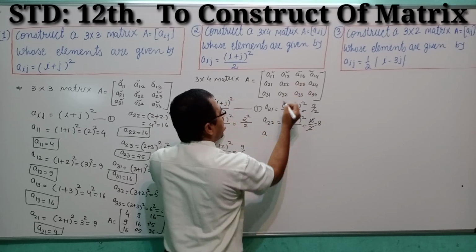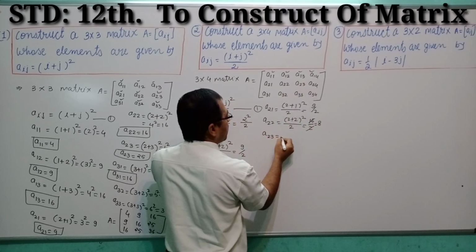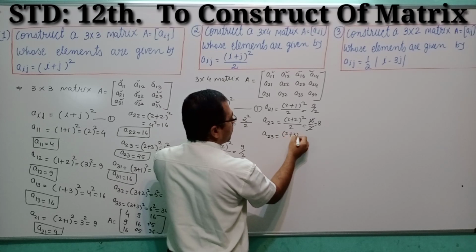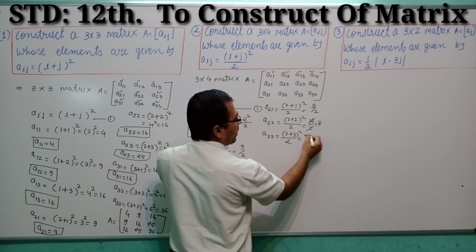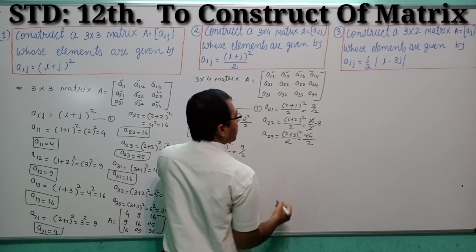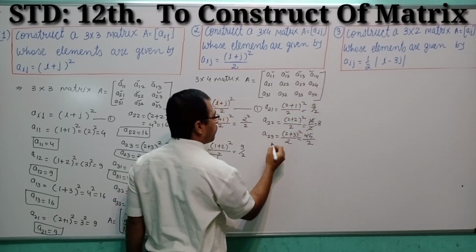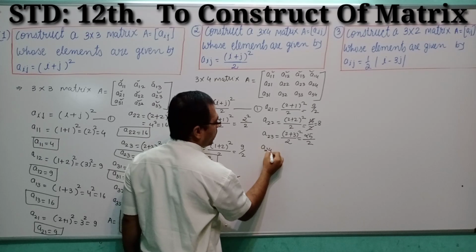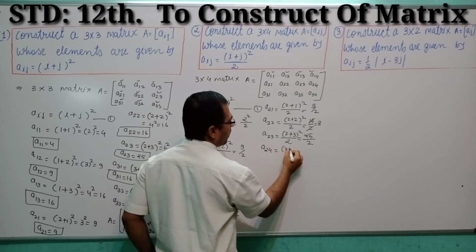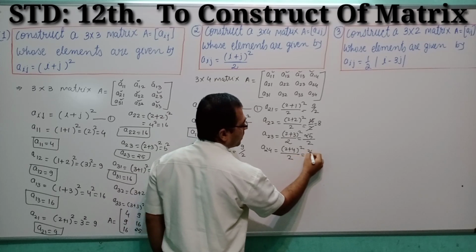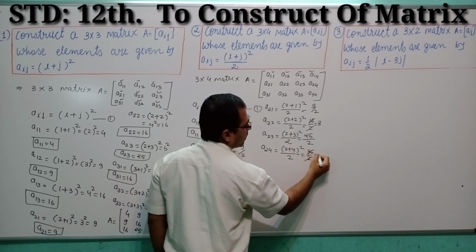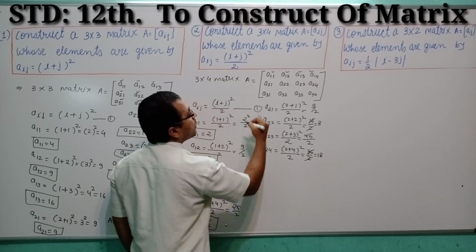Now A23. So (2 plus 3) whole square divided by 2. 5 square means 25 by 2. Right? Similarly A24. So (2 plus 4) whole square divided by 2. 36 by 2 is equal to 18.